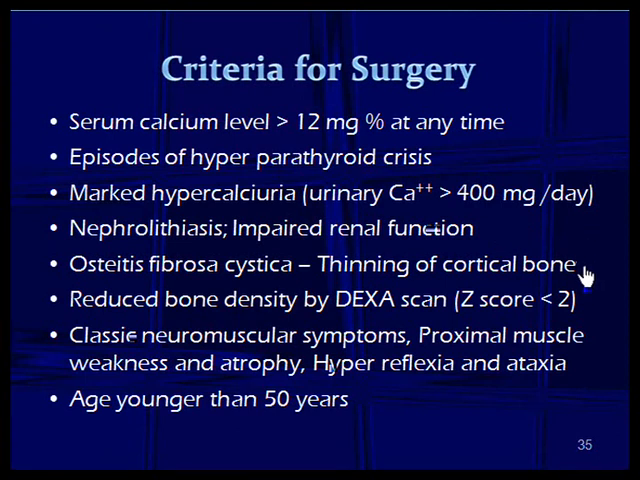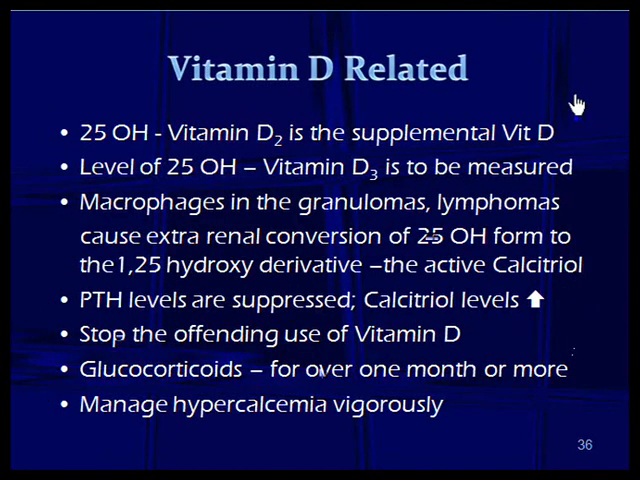Osteitis fibrosa cystica, which is a thinning of the cortical part of the bone due to bone depletion and intense osteoclastic activity under the influence of high parathyroid levels. Reduced bone density, as can be seen by the DEXA scan, Z score less than 2, is also an indication for surgery. Classic neuromuscular symptoms with proximal muscle weakness and atrophy of the muscles, hyperreflexia and ataxic gait are also indications for surgery. Any patient younger than 50 years is also a candidate for parathyroid surgery if we see hyperparathyroidism in the presence of hypercalcemia.